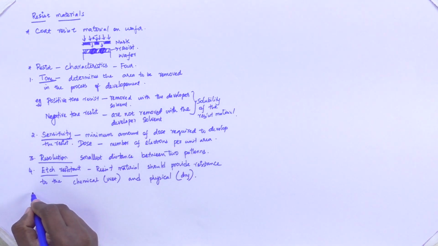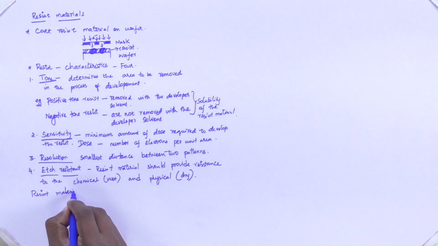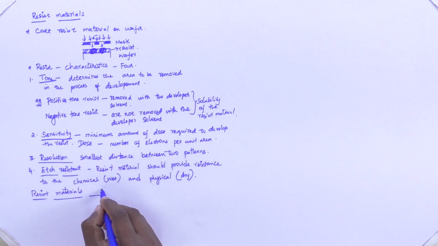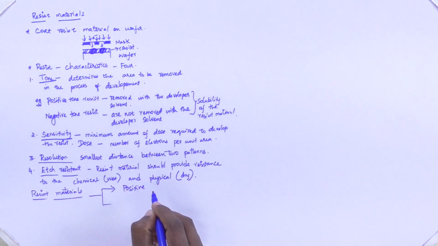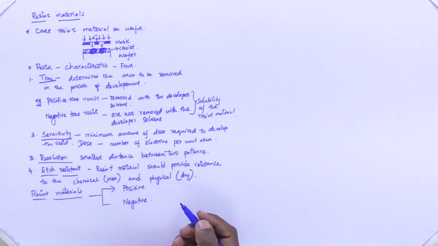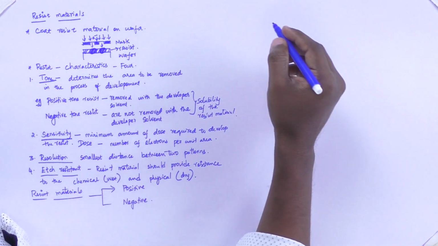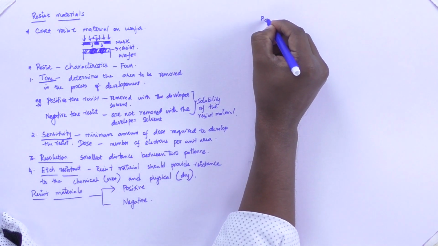The resist materials are usually discussed based on two things. One is the positive and the negative resistance. So this positive and negative, as I discussed before, are the tone specific thing.